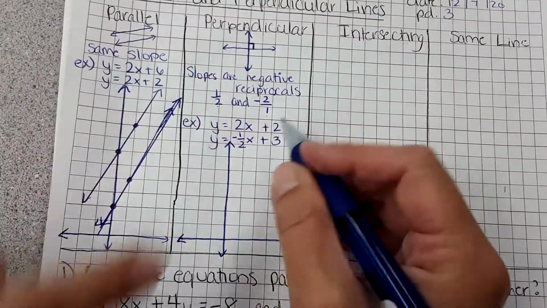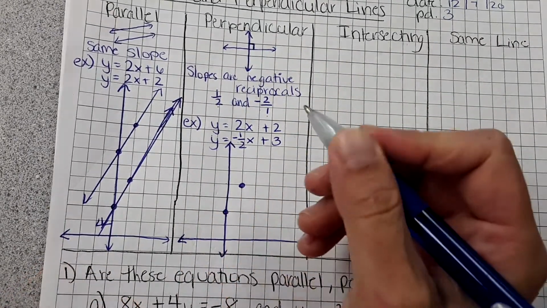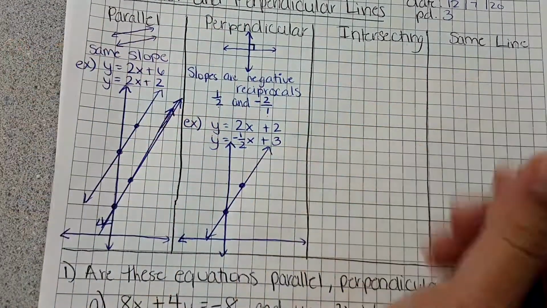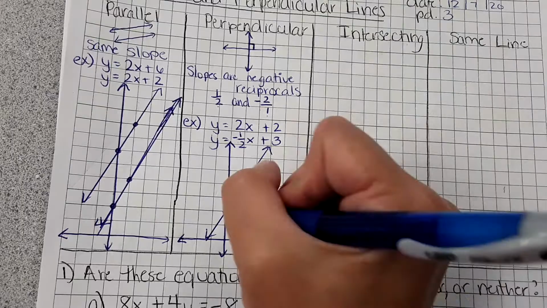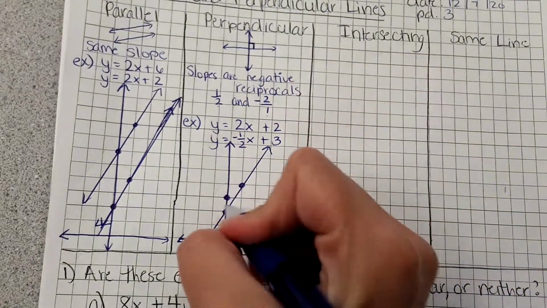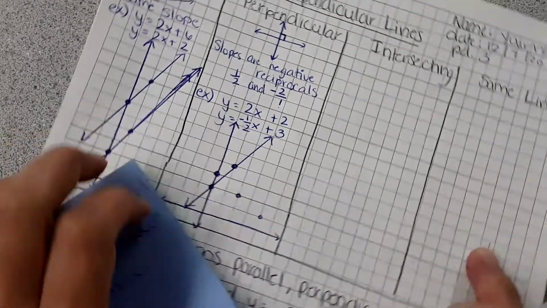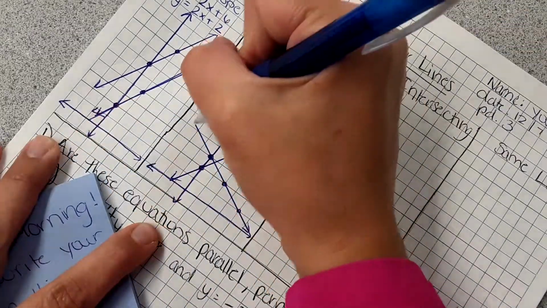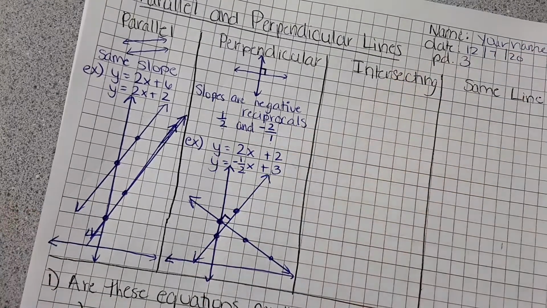The first equation, y-intercept is 2, and then the slope is 2, so we go up 2 over 1. First line. And then for the second equation, the y-intercept is 3. So I put a dot on 3 on the y-axis, and then the slope is negative 1/2. So that's down 1 over 2. And looks perpendicular to me. It creates a 90-degree angle when it intersects.